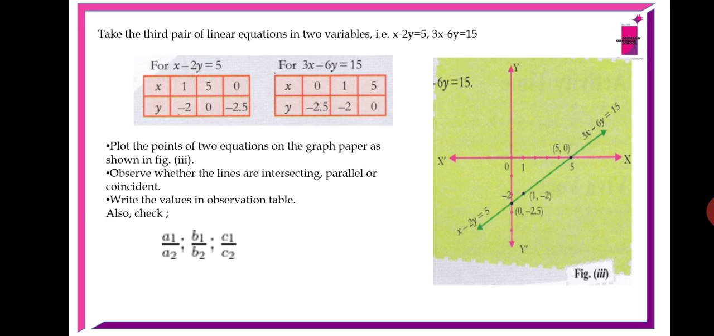Similarly, the third pair also you are going to do in the same manner as we did the two pairs. Here you will get coincident lines, because the relation of a1 by a2 equal to b1 by b2 is also equal to c1 by c2. You will get 1 by 3 equal to 1 by 3 equal to 1 by 3. So this completes the procedure.